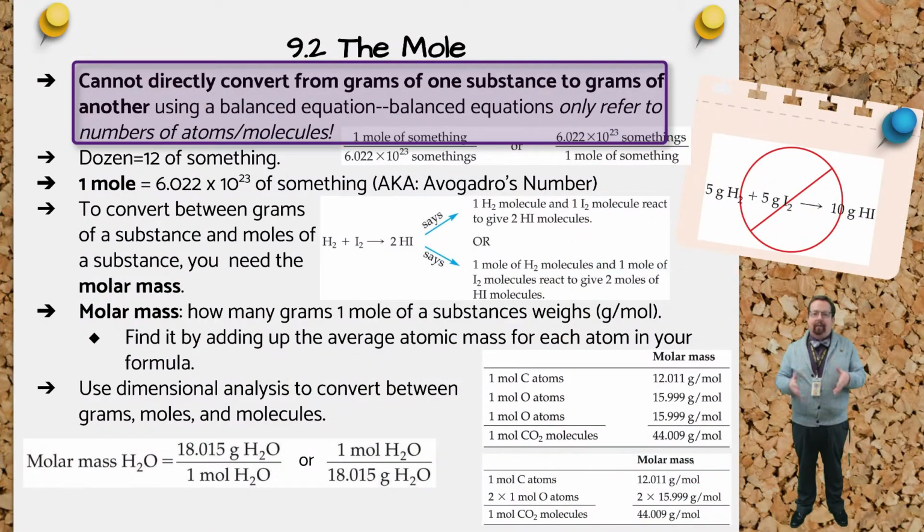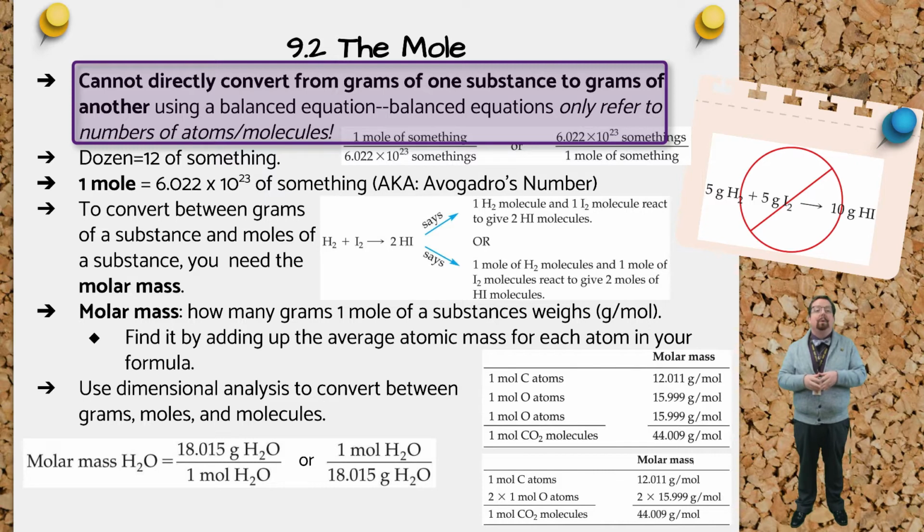We can never, ever convert directly from grams of one substance to grams of another using a balanced chemical equation, because balanced equations only talk about the number of atoms or molecules. For instance, if I wanted to make 10 grams of hydrogen iodide, I couldn't just assume that that would mean I need 5 grams of hydrogen and 5 grams of iodine to react. Even though they react in a 1-to-1 ratio, that 1-to-1 ratio means there's 1 molecule of H2 for every 1 molecule of I2. H2 and I2 have drastically different masses, so we can't compare them using grams.